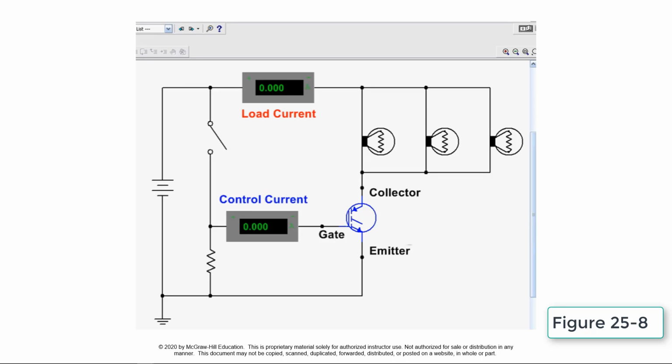This circuit simulates the principle of operation of an insulated-gate bipolar transistor, an IGBT. The circuit has been designed to compare its connection and operation to that of a BJT and MOSFET. An insulated-gate bipolar transistor, IGBT, is a cross between a bipolar transistor and a MOSFET.